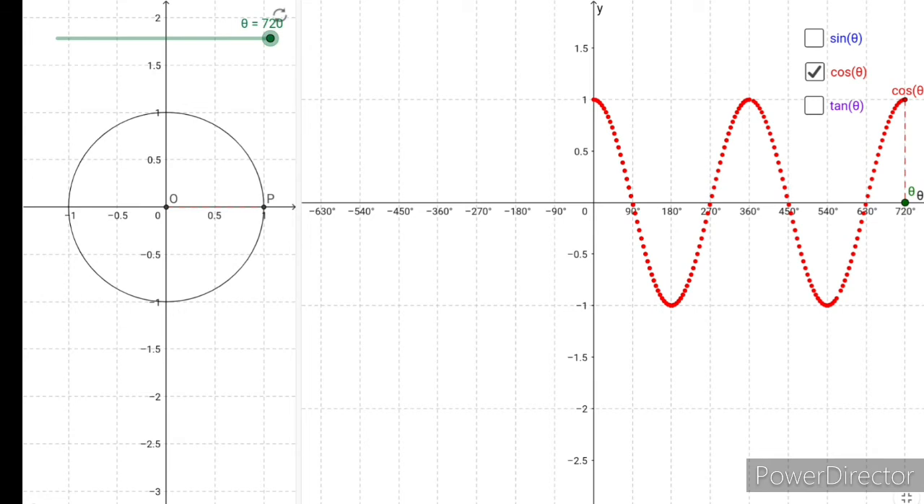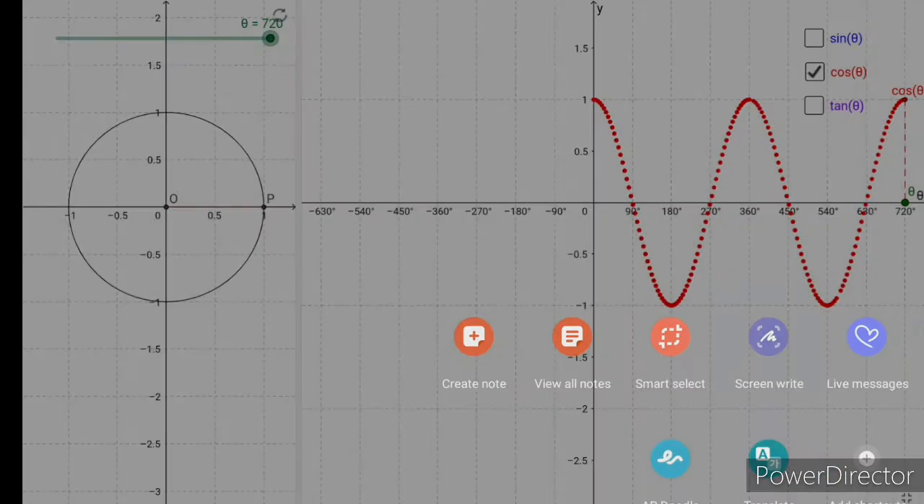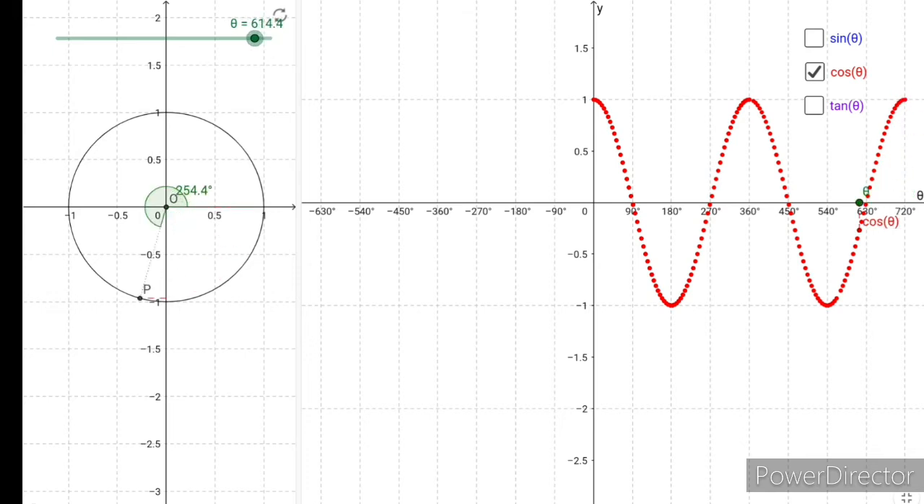So the period of cos theta is also 360 degrees, which is 2 pi. We know that pi is 180 degrees, so 2 pi will be 360 degrees. Now, what are the maximum and minimum values of cos theta? If you observe, the maximum value is 1 and the minimum value is minus 1, because cos theta is nothing but the adjacent side.